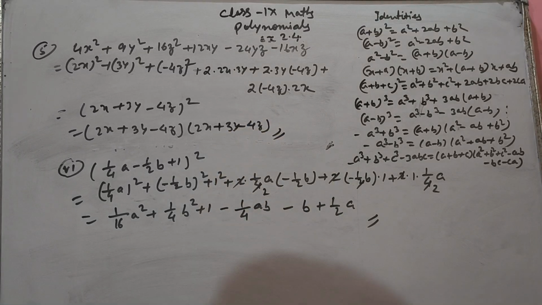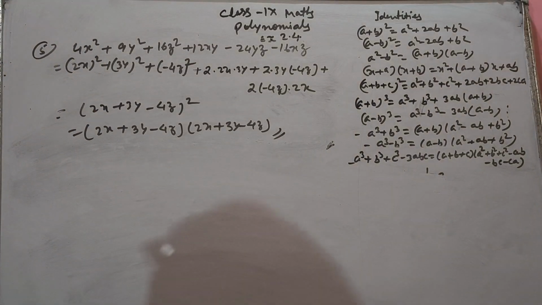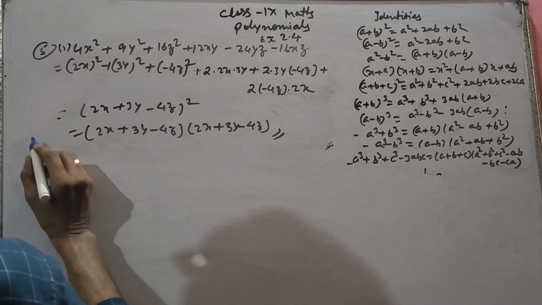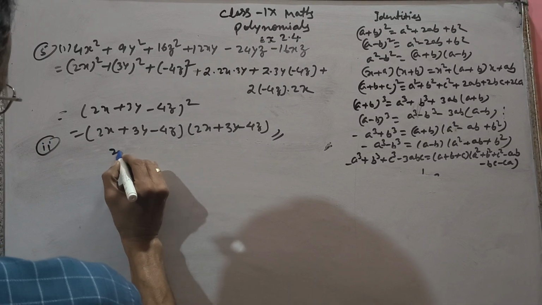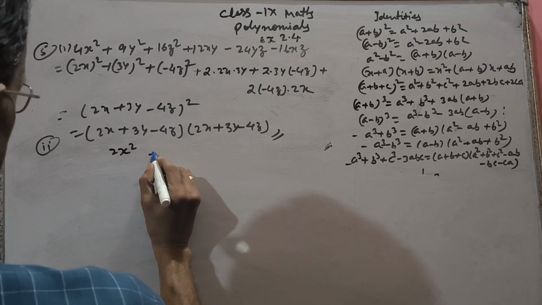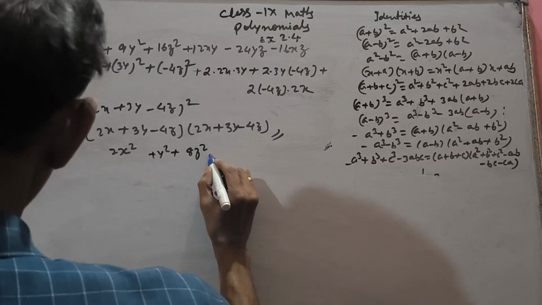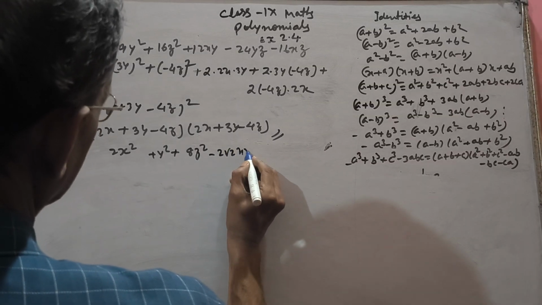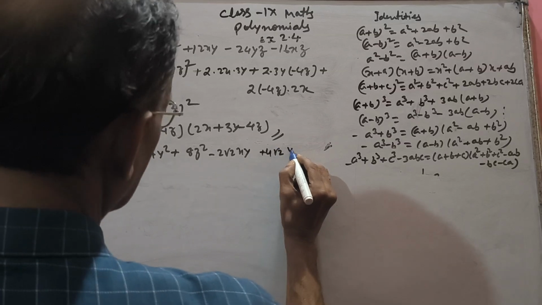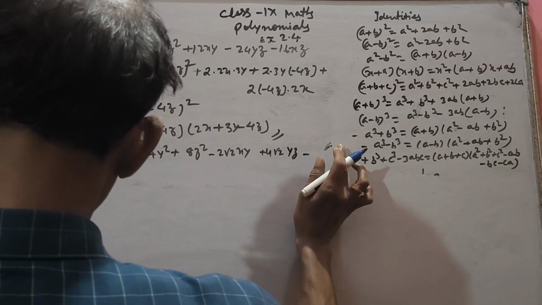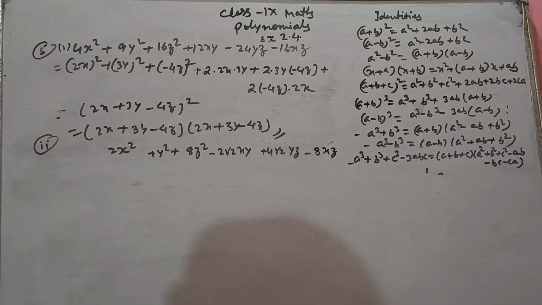Okay, this is the answer. I need to explain the number. This is file number 1, we have done, no? File number 2 is also a bit important. What is the question? 2x squared plus y squared plus 8z squared minus 2 root 2xy plus 4 root 2yz minus 8xz. Again, negative is there, no?